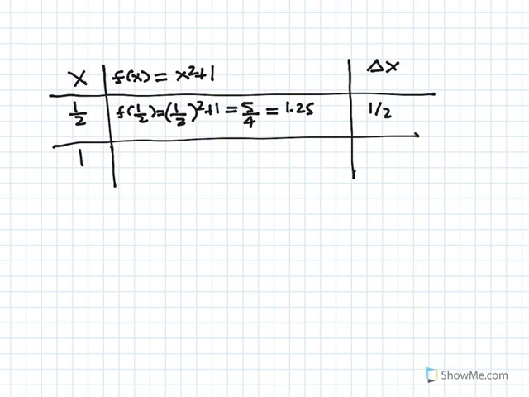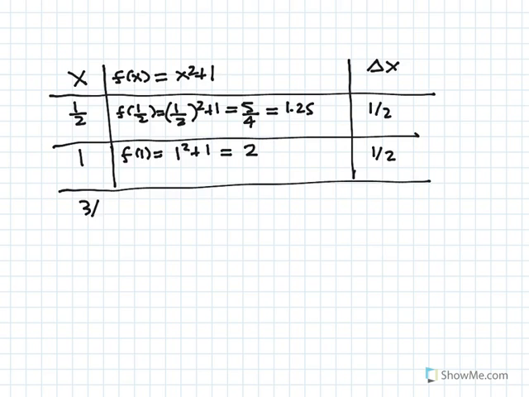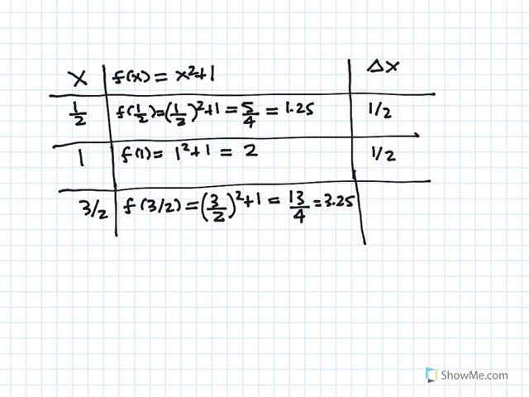When x is equal to 1, f of 1 is 1 squared plus 1, and the functional value is 2. And the width is again 1/2. When x is 3/2, f of 3/2 is 3/2 squared plus 1. That's 13/4. That works out to 3.25. And the width is the same, 1/2.